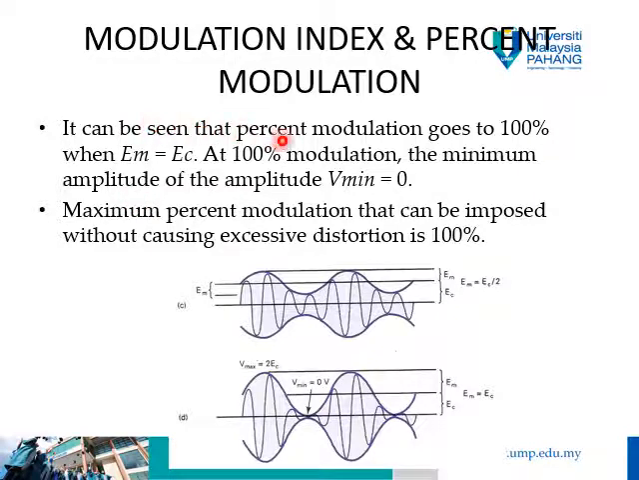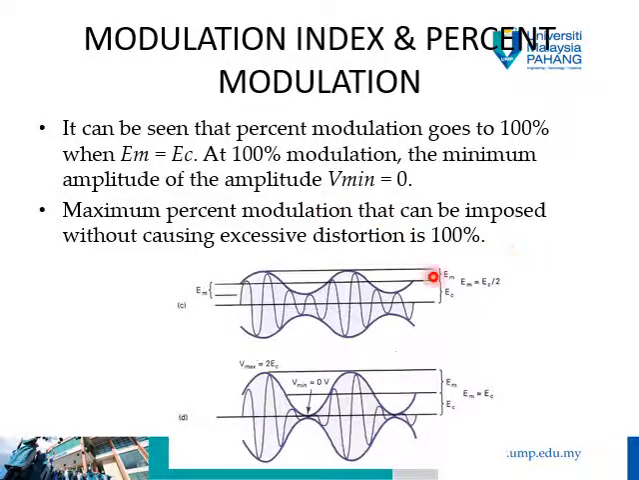It can be seen that the percent modulation goes to 100% when EM equals EC. When the value of EM equals EC, then the modulation index is 1, or the percent modulation is 100%. At 100% modulation, the minimum amplitude Vmin equals 0. The maximum percent modulation that can be imposed without causing excessive distortion is 100%, or modulation index equal to 1.